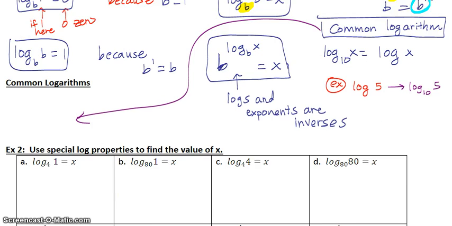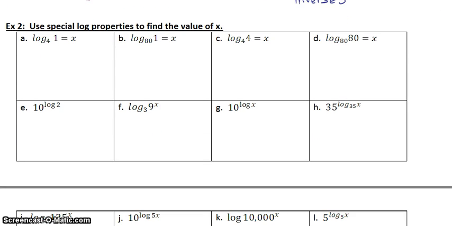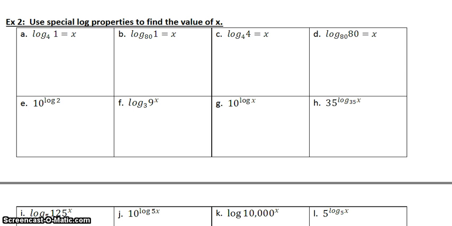Let's scroll down and use these properties. And now we're going to use the special formulas. For each one of these, it's not going to be super fast at first. So every time, look back to your formulas and try to figure out which one it matches with. So now I'm trying to solve for x.